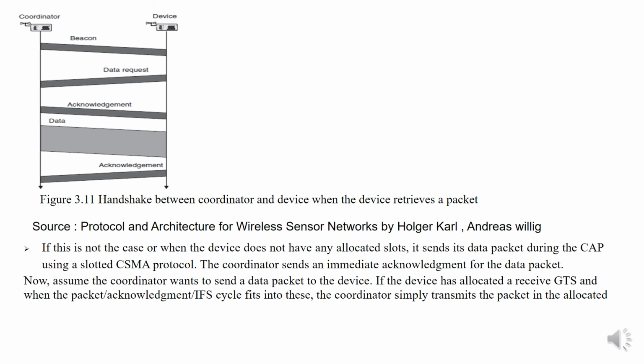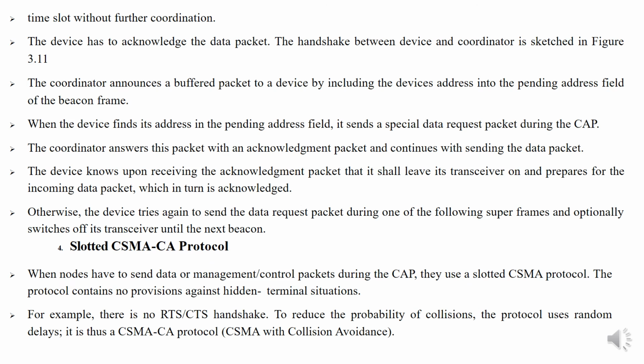Now assume the coordinator wants to send a data packet to the device. If the device has been allocated a receive GTS and the packet, acknowledgement and IFS cycle fits into this, the coordinator simply transmits the packet in the allocated time slot without further coordination. The device has to acknowledge the data packet. The handshake between device and coordinator is sketched in figure 3.11.